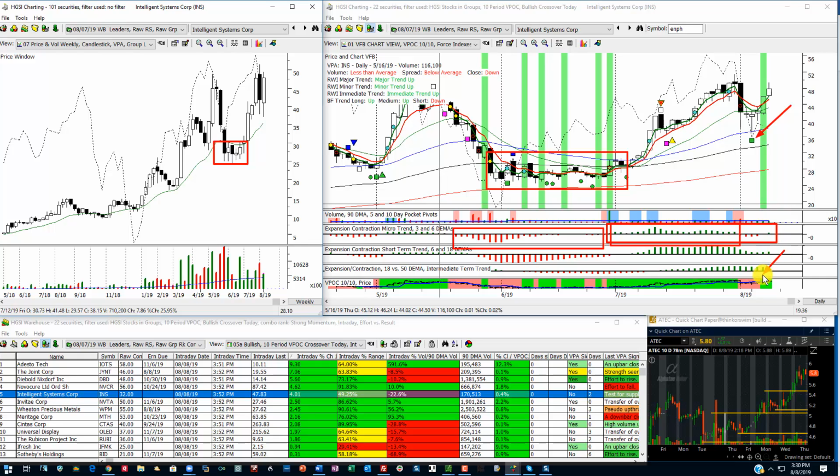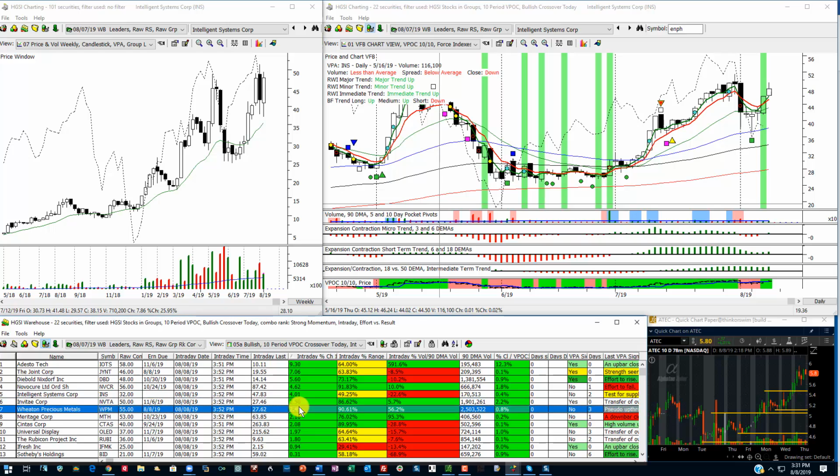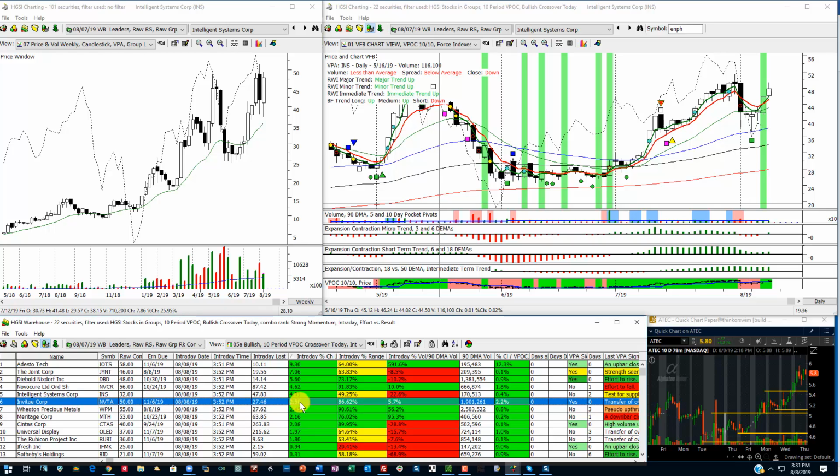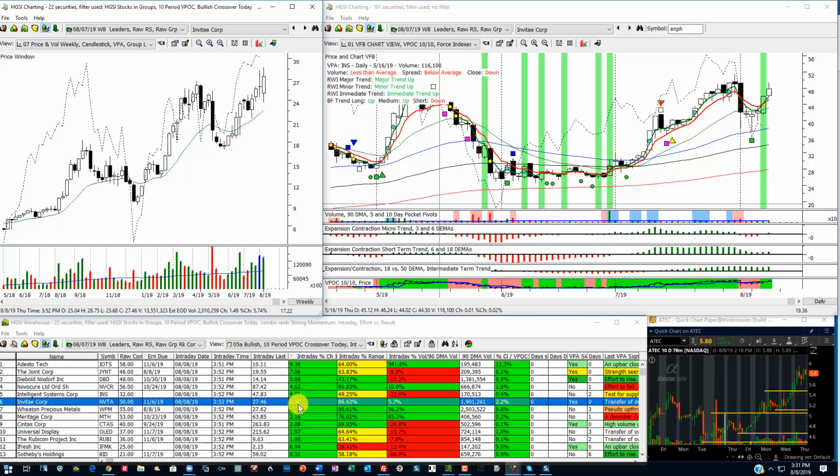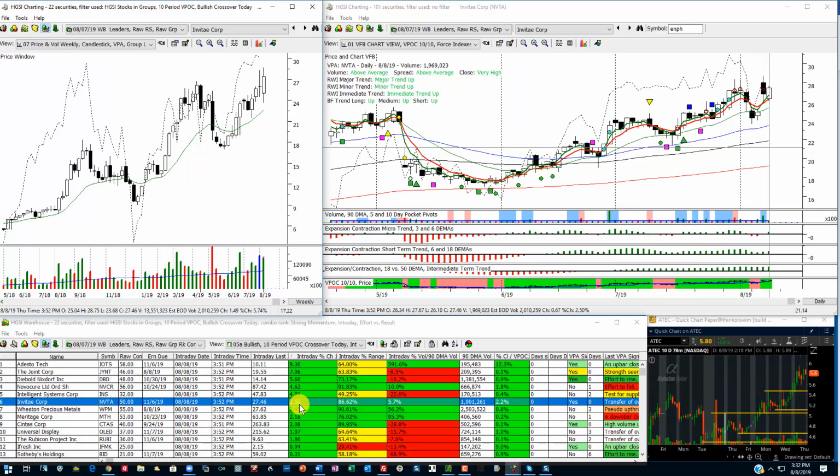And where did we get the VPOC crossover? We didn't get it until yesterday because it got hammered down pretty good here. And you can see the magenta in here rather than the green. But had you taken this trade today at the open, you'd still be up a little bit. I haven't talked much in recent months about this VPOC entry, but it is really a good entry where the bulls are trying to take back control. It's not always guaranteed.